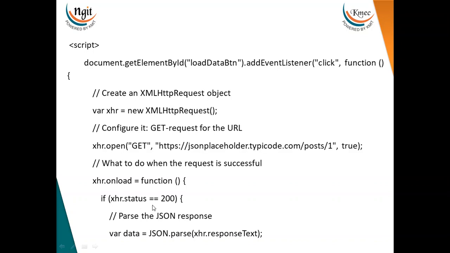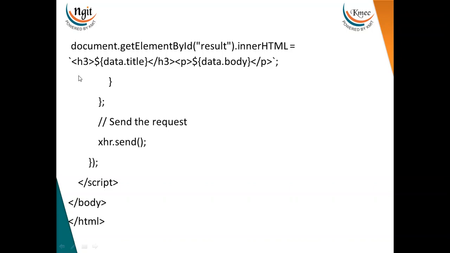On the load of this URL, what has to be done? It has to check the status. If the status is 200, then it gets the response from the server, whatever response is fetched, and that response is in this data. Here we get the element with document.getElementById result, and we parse and change the elements using innerHTML and send the request to the server.